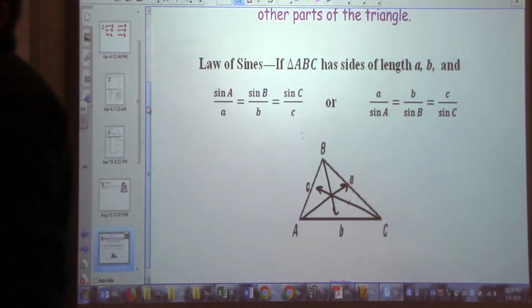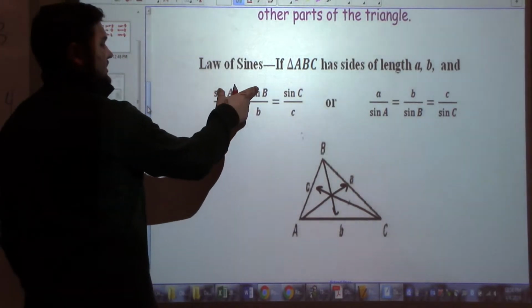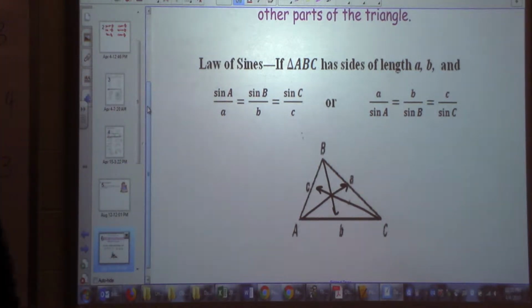Now, you do not need to list all 3 of those out to start solving. Right? A lot of times we'll just use 2 of them. So we'll use like sine of angle A over side A equals sine of angle B over B. That's fine, because they all equal each other. We don't need to use all 3 at once.